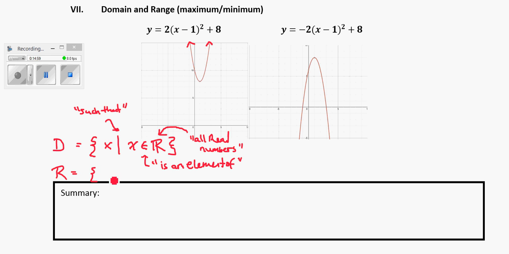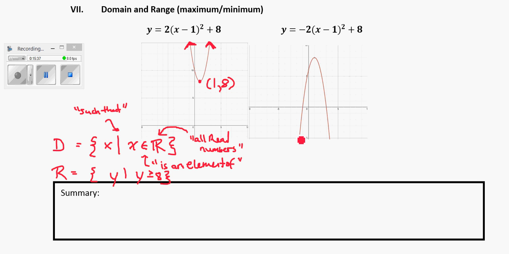Our range is going to be equal to the set of y such that y is greater than or equal to 8. Because if we look at this minimum point, it is 1 comma 8. Even as these continue to expand and move to the right and to the left and up, they will never be able to come back down and go lower than 8. So that minimum point defines the range.